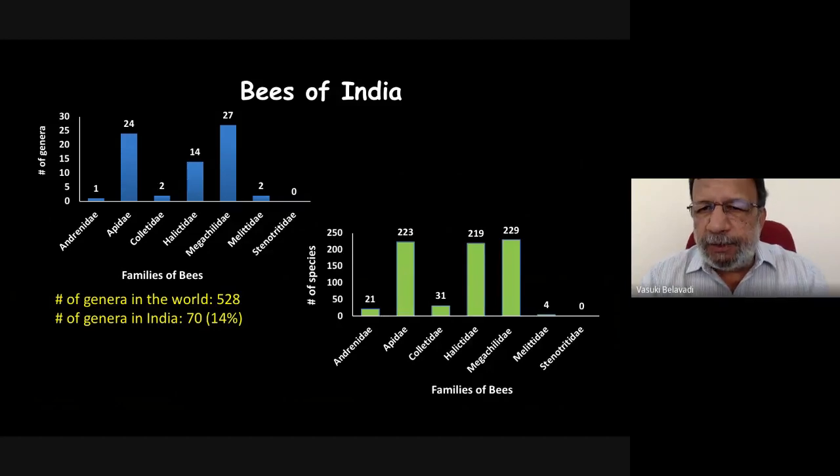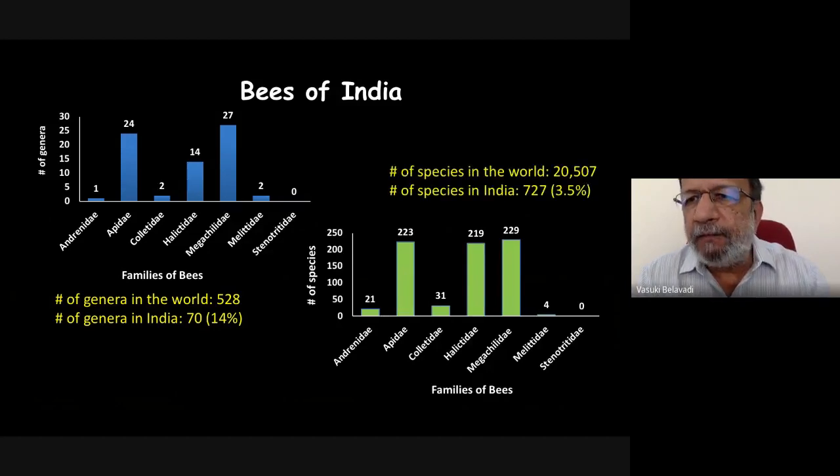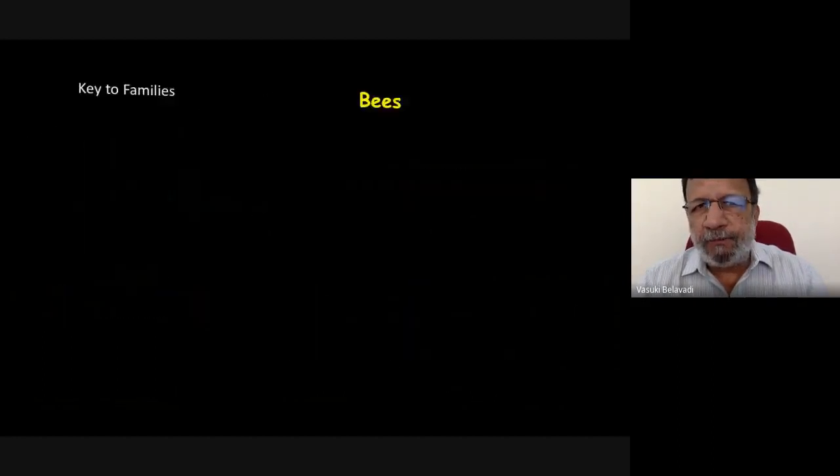Now, when it comes to the species, in the world, as I said, we have 20,507 species, and in India, we have 727 species. And again, Apidae, Halictidae, and Megachilidae are the most species-rich families in India. So Megachilidae is represented by 229 species, Apidae by 223 species, and Halictidae by 219 species. And the remaining three families are represented by very few species, like Melittidae by only four species, Colletidae by 31 species, and Andrenidae by 21 species.